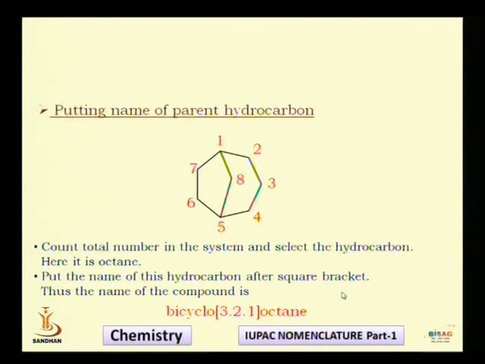So this is how you can write the name for the compound, which is what you can call a bridge system. So a polycyclic hydrocarbon should be named in this way. So now I am going to show you some examples. So let us have some practicing examples, so the concept will become clear that how this bridge hydrocarbon can be named.